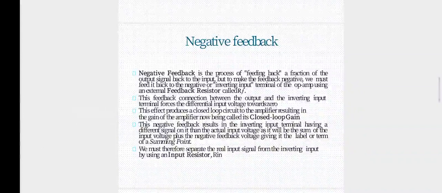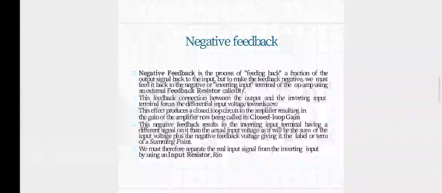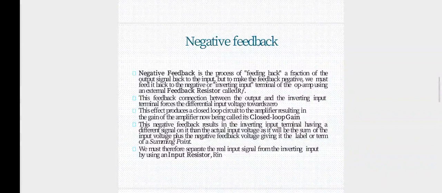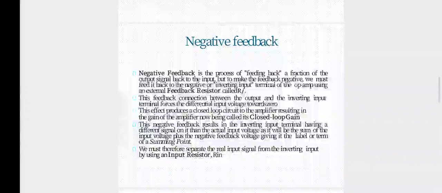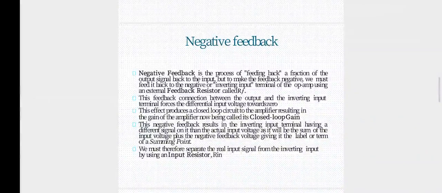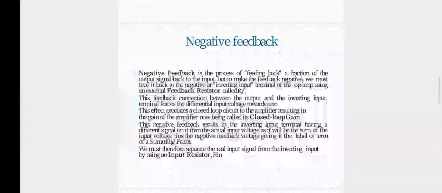Then the actual input voltage will be the sum of the input voltage plus the negative feedback voltage given to the summing point. We must therefore separate the real input signal from the inverting input by using the input resistance Rin. So in inverting mode, a portion of the output is given back as an input. Similarly, the supply voltage is also given, both are added, and only then the amplifier operates. That is called negative feedback.